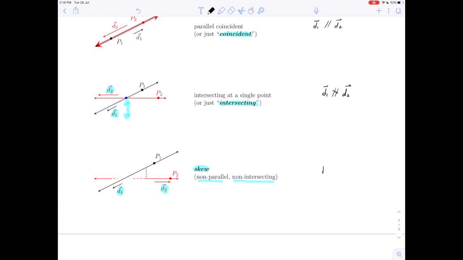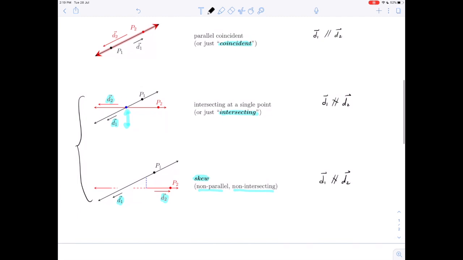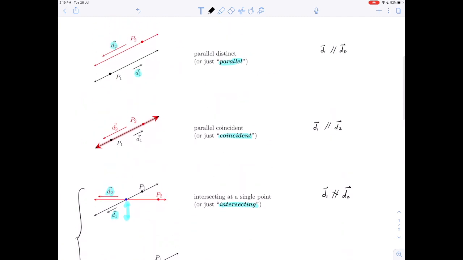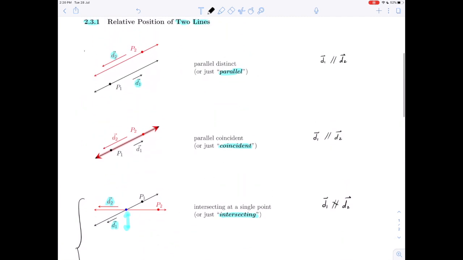So right away, by simply examining the direction vectors, we are able to break up the lines into two sets of cases. If the direction vectors are not parallel, the lines are intersecting or skew. If the direction vectors are parallel, well then the lines are parallel or coincident. So we need to go a little bit further. We need to dig a little deeper to be able to distinguish between each of the pairs of cases.